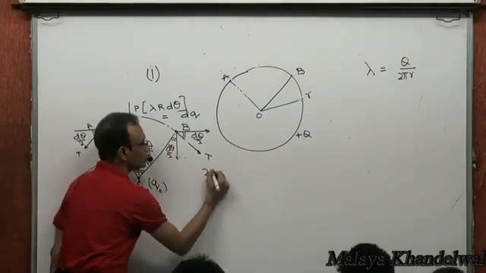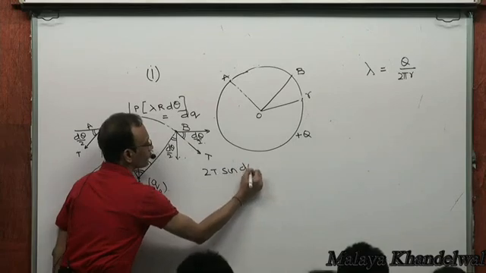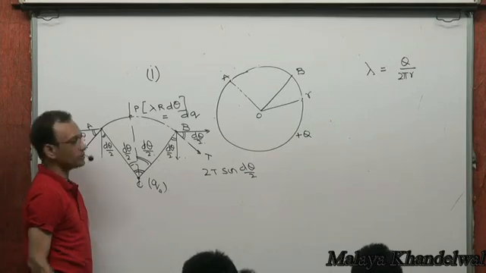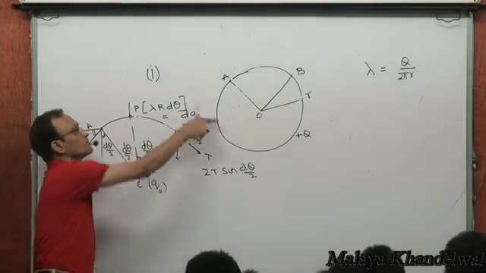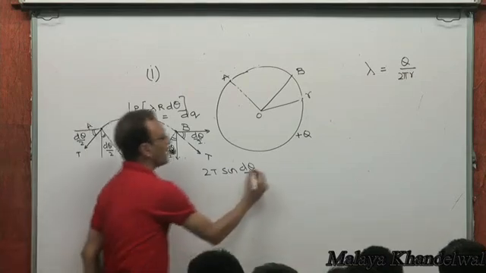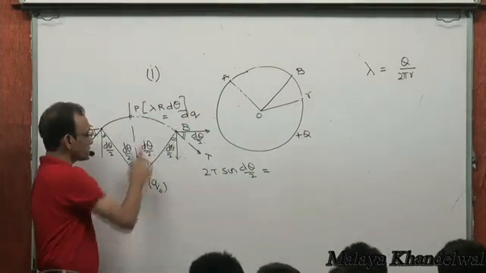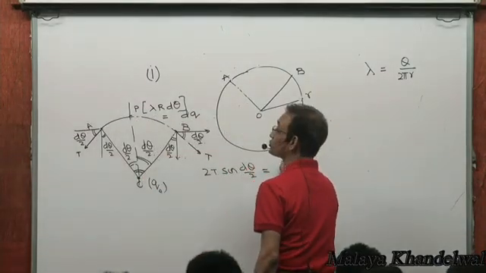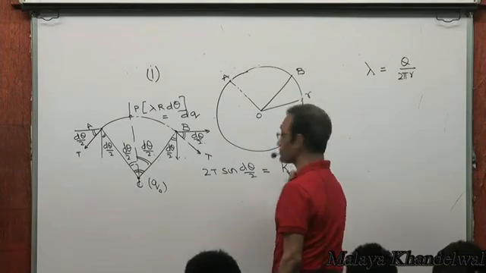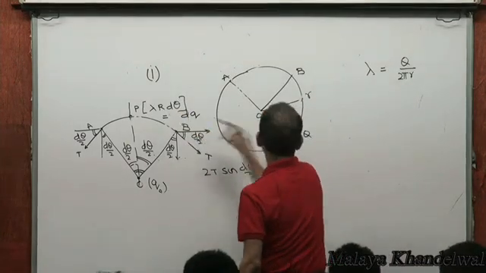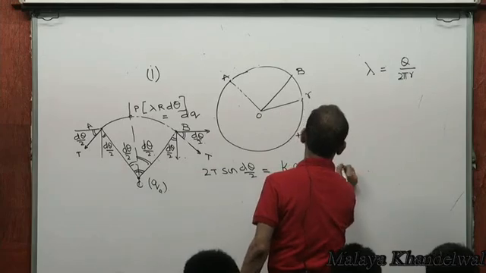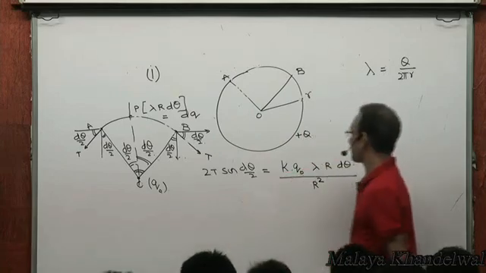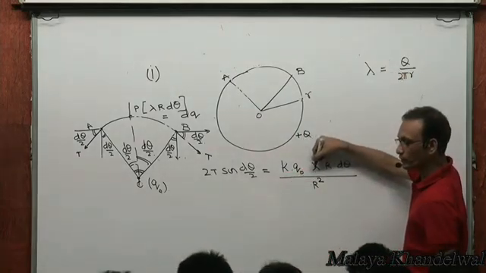2T sine d theta by 2 would be the vertical component of the tension acting on this AB. The horizontal components of T will get cancelled off, and this must balance the repulsion between this charge and this charge. So what's the repulsion between the two charges? K, which is 1 by 4 pi epsilon naught, into Q naught, into this charge, which is lambda r d theta, divided by r squared, where lambda we already know, right?